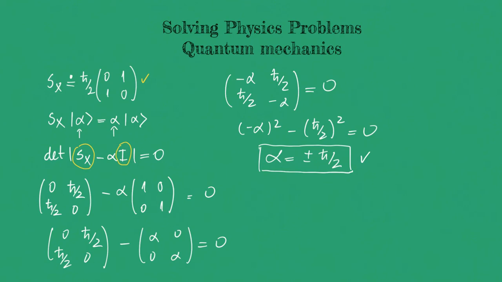these are the eigenvalues of the operator Sx, and plus and minus h bar over 2 were to be expected, as we know that the only possible results of a measurement of any spin component are plus or minus h bar over 2. Now we're ready to calculate the eigenstates of our operator.